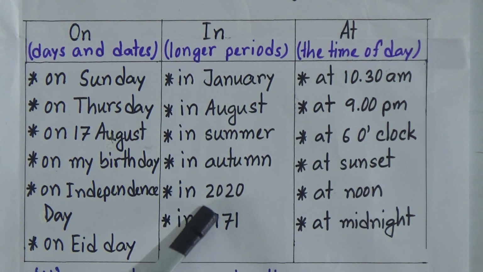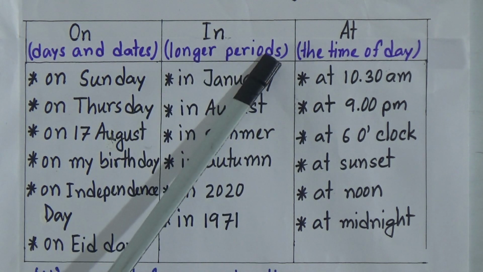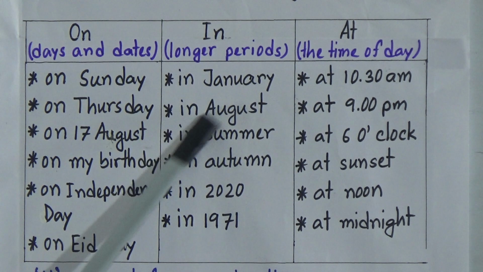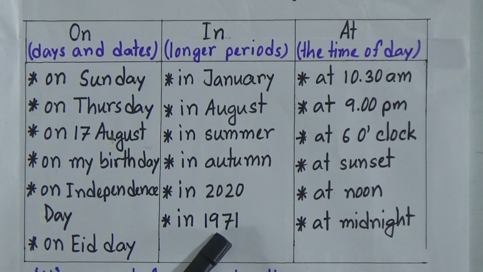Now before year, we use in, like in 2020, in 1971. That means before year you will use in. So we use in for longer periods of time, like in January, in August, in summer, in autumn, in 2020, in 1971, or in 2012 or 2015 or 1999, etc.